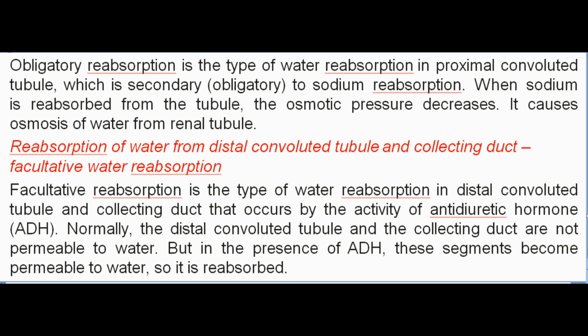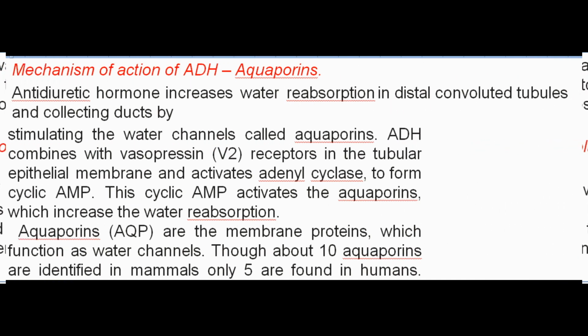Reabsorption of water from distal convoluted tubule and collecting duct. Facultative water reabsorption. Facultative reabsorption is the type of water reabsorption in distal convoluted tubule and collecting duct that occurs by the activity of antidiuretic hormone, ADH. Normally, the distal convoluted tubule and the collecting duct are not permeable to water. But in the presence of ADH, these segments become permeable to water, so it is reabsorbed. Mechanism of action of ADH, aquaporins.